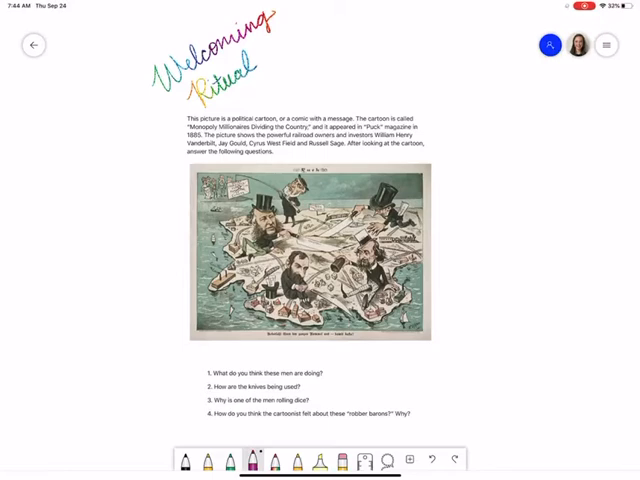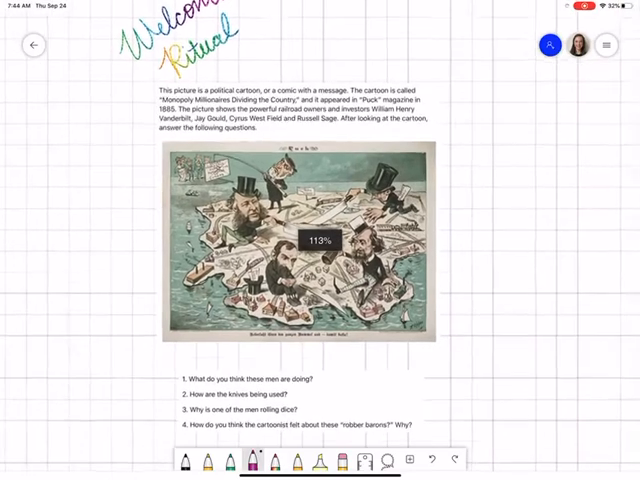So we're going to start off with this welcoming ritual this morning. We are going to look at what is called a political cartoon. This is something that would have been featured in a newspaper or a comic strip, and it depicts what's going on with the country at the time. So we're going to read just a little bit about this political cartoon and then answer the questions.